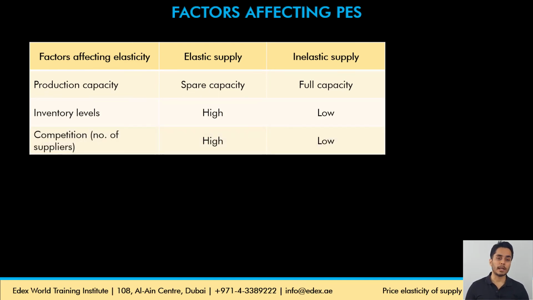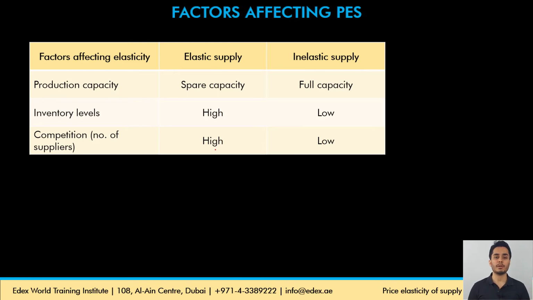The number of suppliers in the market. So this affects the market supply. So if the number of competitors in the market is high, for any change in market price, the overall market supply will be elastic because there will be many suppliers who would be reacting to that change in price.